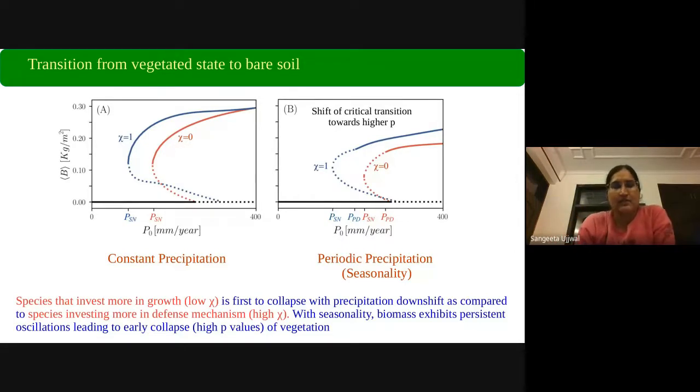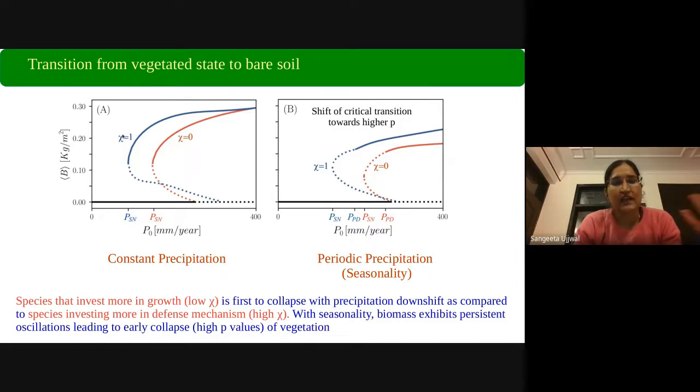In this case, again we do the same analysis using the same bifurcation analysis. On the x-axis we have precipitation. So for the case of constant precipitation, this is how the species at the extreme ends, corresponding to chi equals 0 and chi equals 1, behave. There is a bare soil solution, and these two species at high precipitation values have uniform vegetation, and then they lose stability at this point, and this is known as the P saddle node precipitation, corresponding to the saddle node bifurcation. So this is for chi equals 0 and this is for chi equals 1.